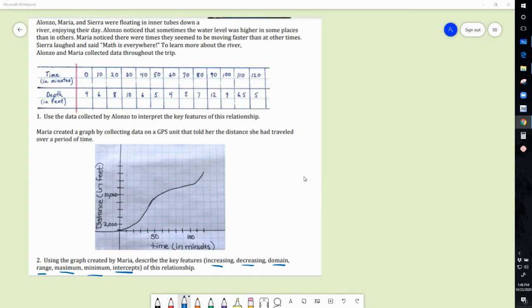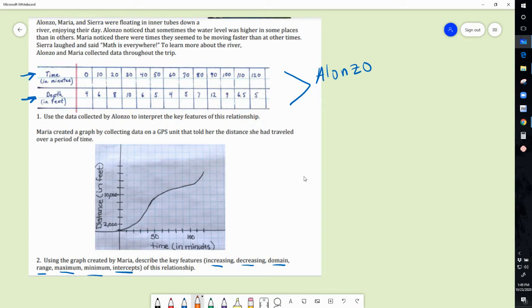I don't know if they have waterproof paper or what's going on, but they're able to make a table and a graph. Right off the bat, I want you to realize that this table was made by Alonzo. This is Alonzo's table. Pay attention that this is comparing time in minutes to the depth of the water in feet. So as they're going down the river in the inner tube, he's recording, it looks like every 10 minutes, at 10-minute intervals, how deep the water is. So he probably has a real long stick, and he's able to see how many feet deep the water is.